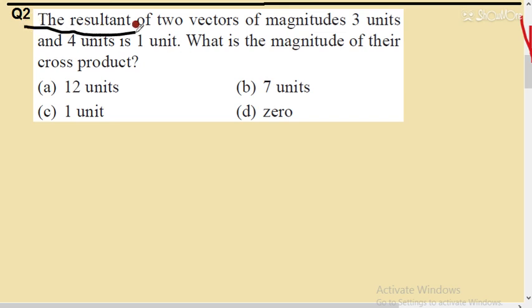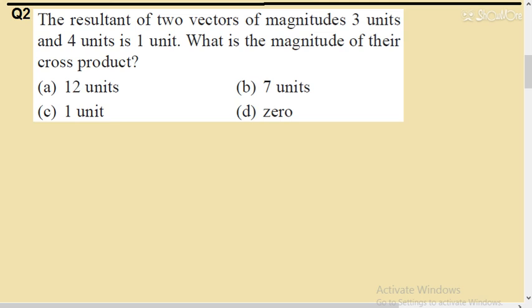The resultant of two vectors of magnitude 3 unit and 4 unit, like the earlier question, is 1 unit. So two vectors are given to me. One has 3 unit magnitude and another has 4 unit magnitude, and the resultant of them has the magnitude of 1 unit. So now he is asking what is the magnitude of their cross product. So I hope the question is clear. You can pause the video and try to solve it.